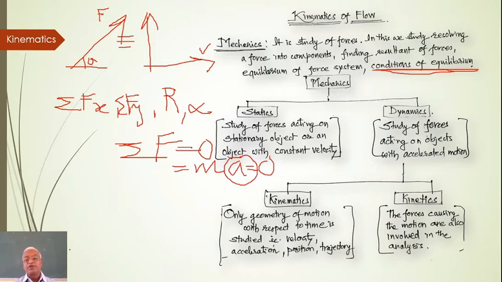So those things with respect to time, when you study only geometry of motion with respect to time, that is distance-time relationship. Now if you say a rate of change of distance with respect to time, we call it a velocity. A rate of change of velocity with respect to time, we call it acceleration. And then the path traced by the object. So all these things are the domain of kinematics, right? So velocity, acceleration, position, trajectory, everything is studied in kinematics, right?